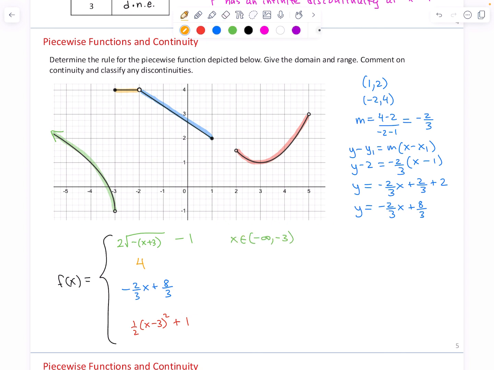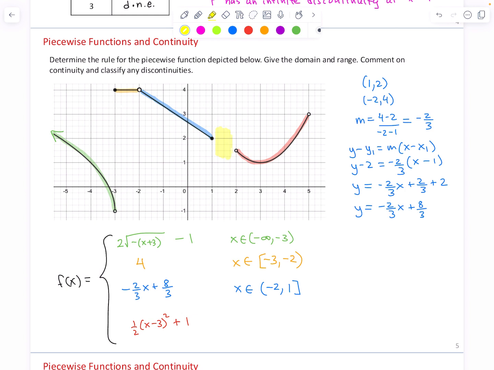Now y equals 4 if x is between -3 and -2. Include the -3, but exclude the -2 because we have a solid on the left but a hollow on the right. Now we'll crop the blue portion, so x is between -2 and 1. Exclude the -2 but include the 1. Again, because we have a hollow on the left side of the blue but a solid on the right side of the blue.